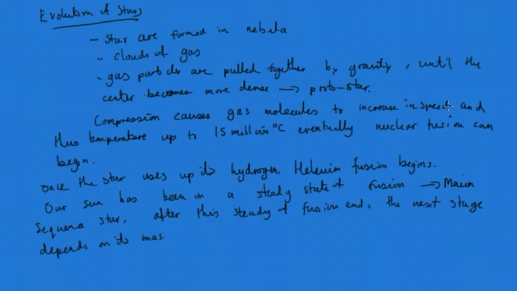When fusion ends, the outer layers are pushed away, and the hot small core of the star collapses, and it can become a white dwarf. Our sun, although it appears large to us, is in fact quite a small average star.